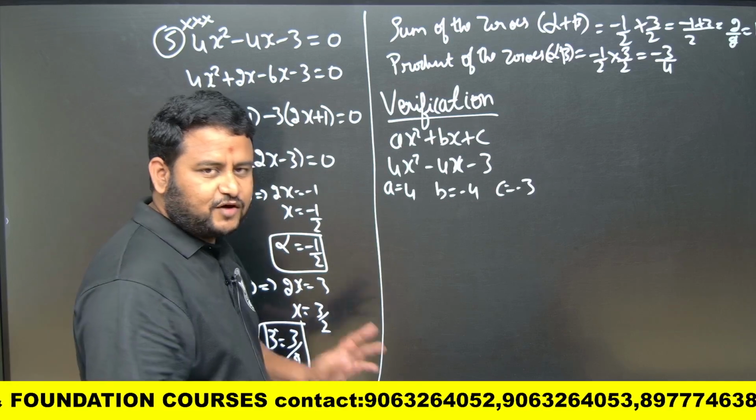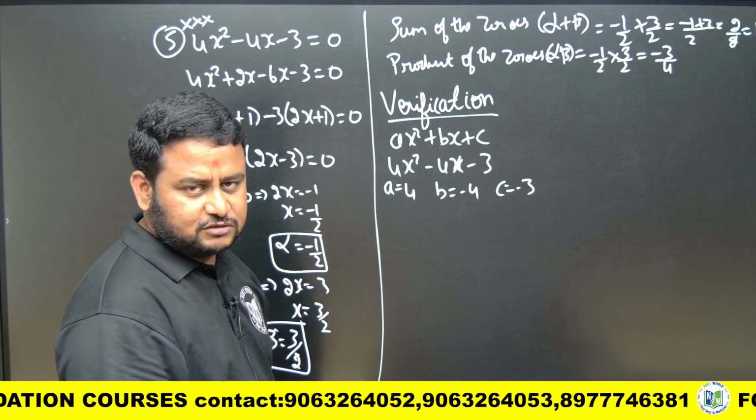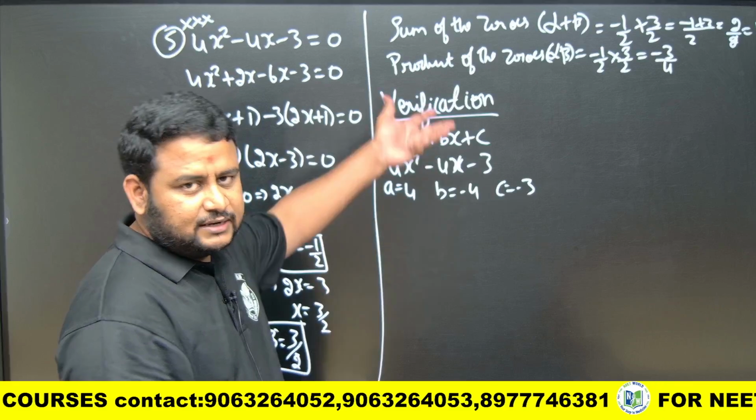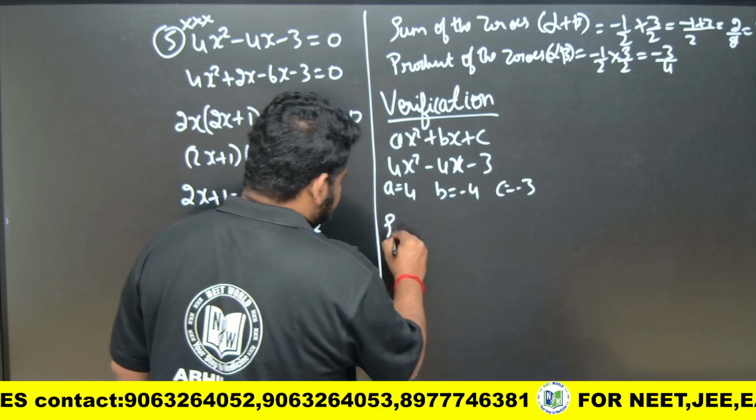Now, using the formula method, let us find the sum of the zeros and the product of the zeros, and let us verify whether they are equal to the direct method. Sum of the zeros.